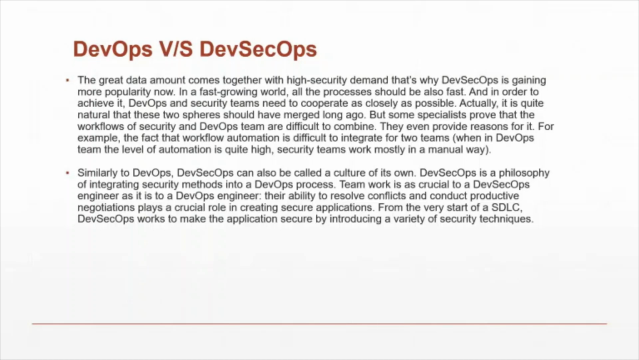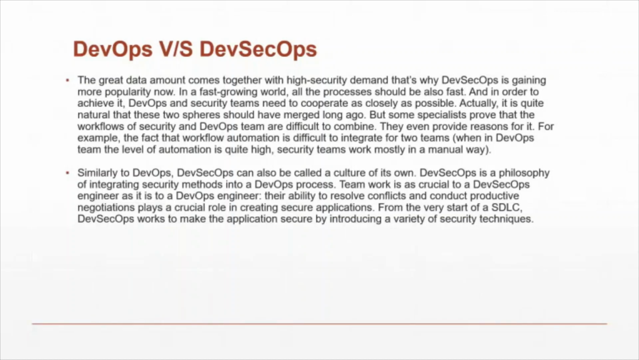In a fast growing world, all the processes should also be fast. In order to achieve it, the DevOps and security teams need to cooperate as closely as possible. Actually, it's quite natural that the two should have merged long ago. But some specialists say the workflows of security and DevOps teams are difficult to combine, and they even provide reasons for it. For example, workflow automation is difficult to integrate for the two teams. In the DevOps team, the level of automation is quite high, while security work is mostly manual.